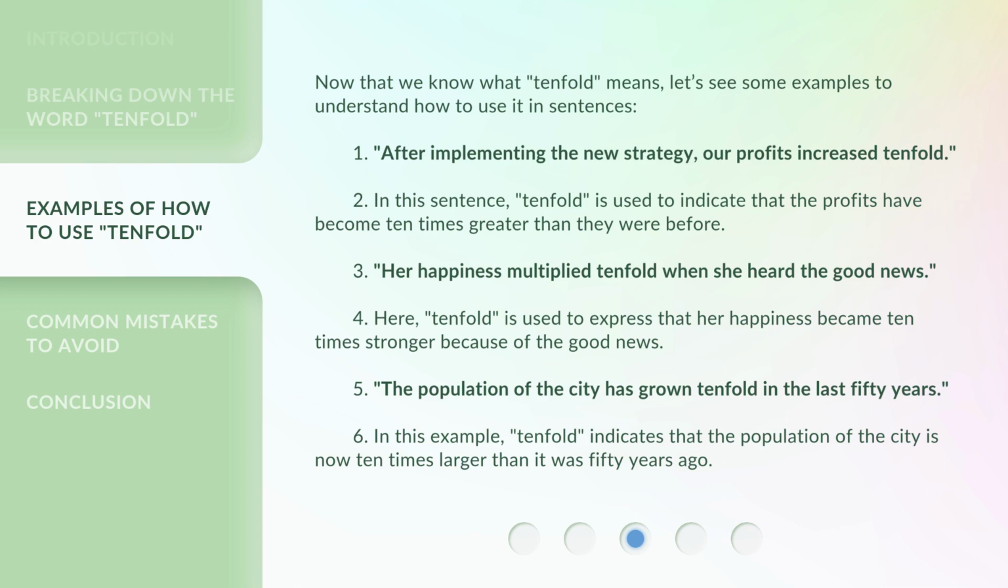5. The population of the city has grown tenfold in the last 50 years. 6. In this example, tenfold indicates that the population of the city is now 10 times larger than it was 50 years ago.